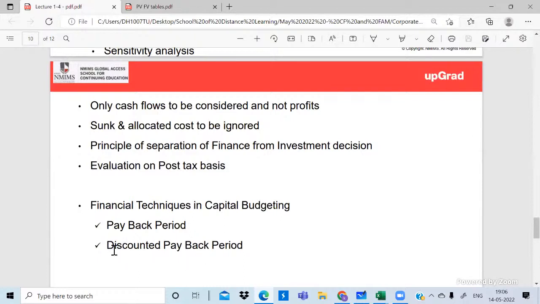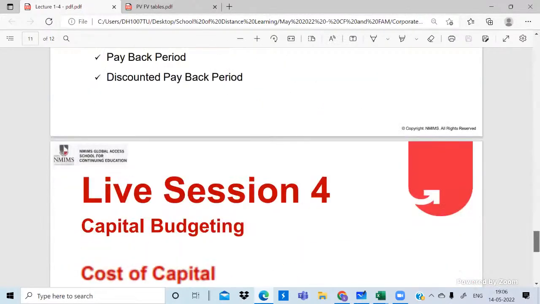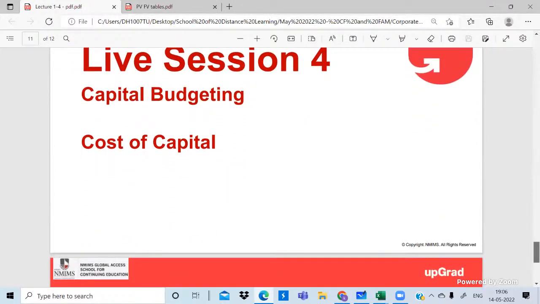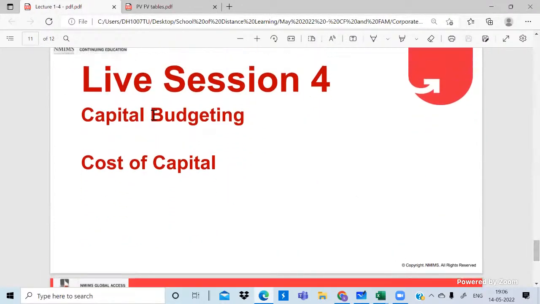Discounted payback period is slightly better than the payback period, because you're capturing time value of money, but then again, you ignore whatever cash flows arise after the payback period. So we looked at these two techniques. So in today's session, we'll continue with the remaining techniques, and we'll also look at the concept of cost of capital.